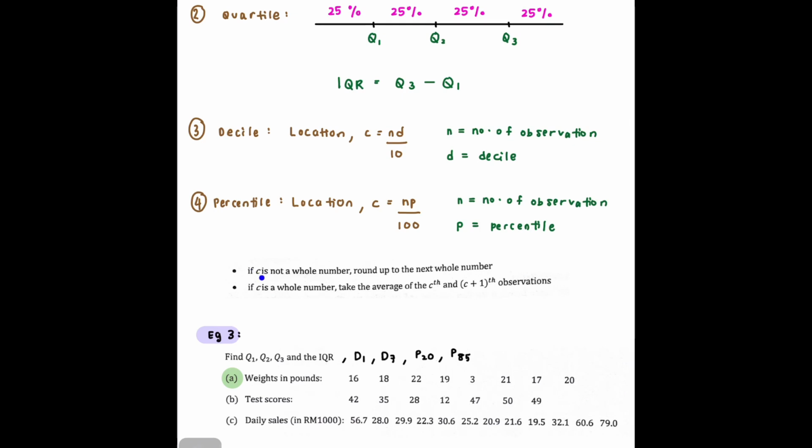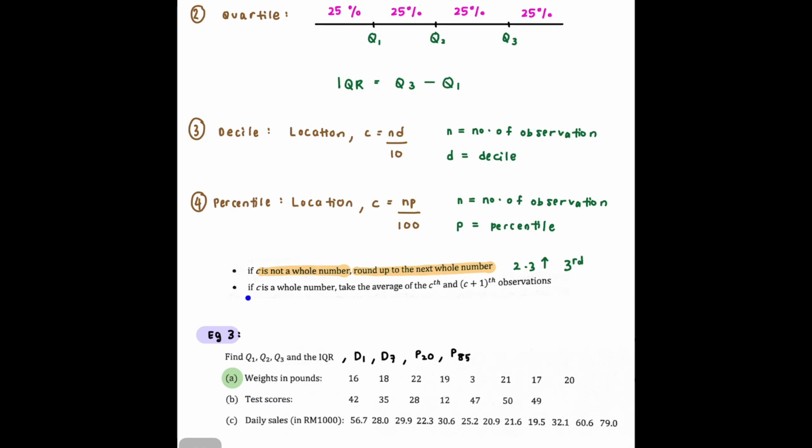If your C value, which is the location just now, is not a whole number, meaning that you are having a decimal number after you calculate ND over 10 or NP over 100, so make sure you round up to the next whole number. Okay. Example, let's say if you have 2.3 at the location, so round up to 3. The third data is the location of your decile or percentile. So make sure if you have a decimal number, round up.